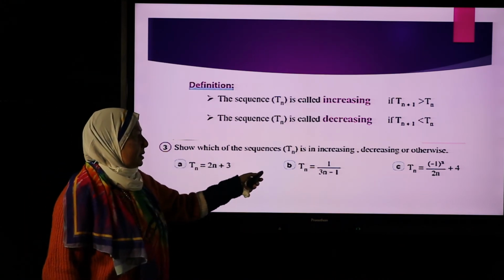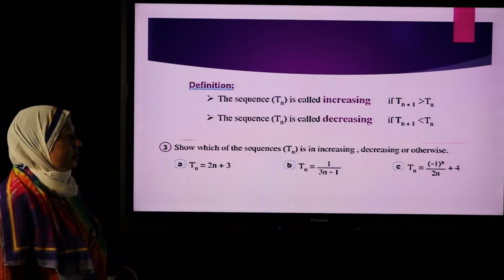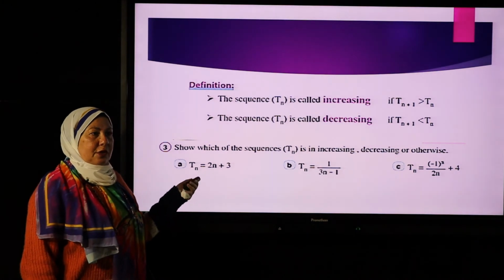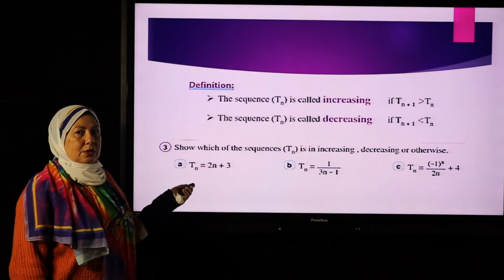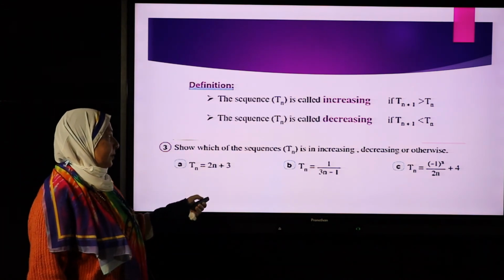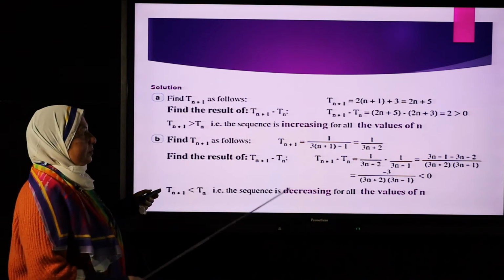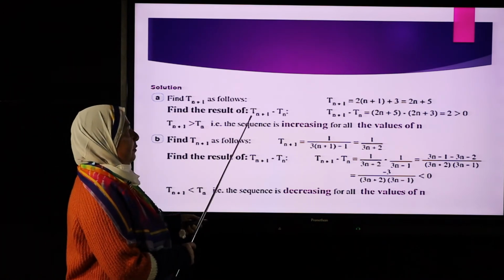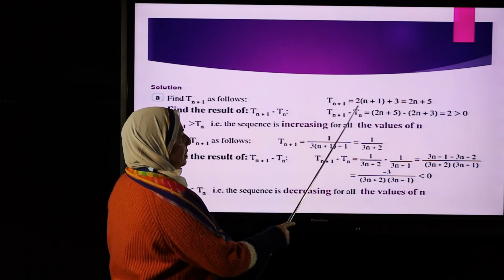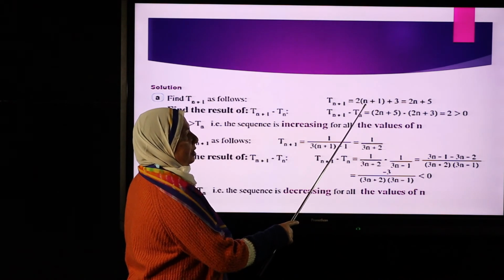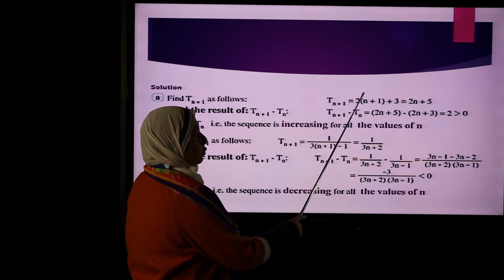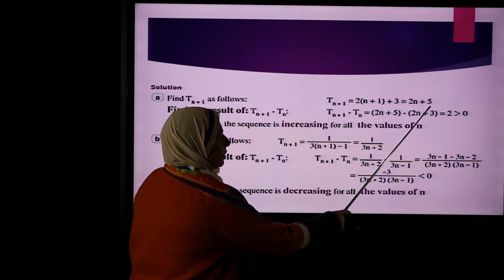Show which of the sequences is increasing or decreasing or otherwise. With substitution, the domain is the positive integers, n equals 1, n equals 2, n equals 3, and so on. The first sequence, Tn equals 2n plus 3. Find the result of T(n+1) minus Tn. T(n+1) in this sequence is 2 times (n plus 1) plus 3. 2 times n, 2n. 2 times 1 equals 2. 2 plus 3 of like terms equals 5.